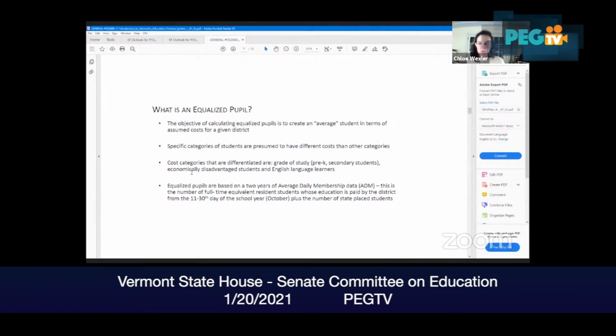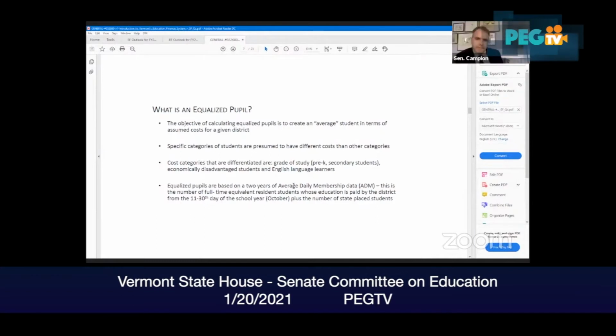And this is a calculation that's performed by the Agency of Education. It's based on 2 years of average daily membership data, so a survey of how many of each of these types of students are in each district. And then the agency will calculate equalized pupils and relay that back to the district. It's really to account for the fact that one district may have all seniors. Just imagine that one district is made up of all 12th graders and one district is made up of all second graders. If we want to compare those two districts, the way that we compare them is by comparing their equalized pupil counts, which accounts for the different weighting of those students.